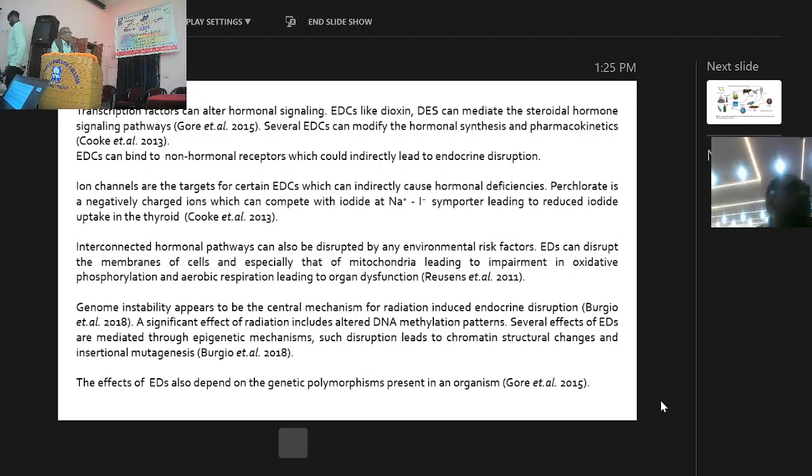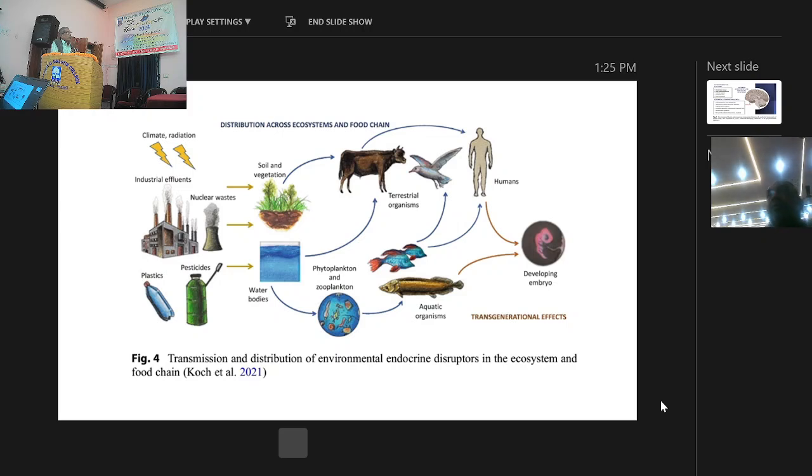Next slide. Now, this is the transmission and distribution of environmental endocrine disruptors in the ecosystem and food chain. Just on the left side, various types of endocrine disruptive chemicals, how they are incorporated within the ecosystem and ultimately we consume all this food from the ecosystem and ultimately non-communicable diseases appear in our body. Next.